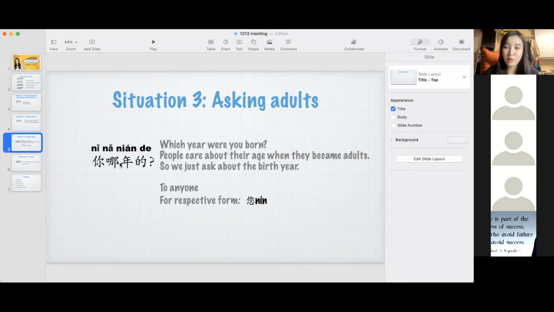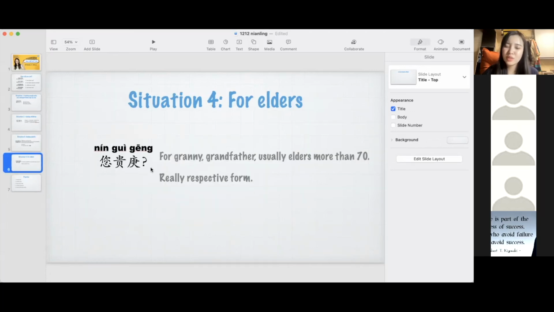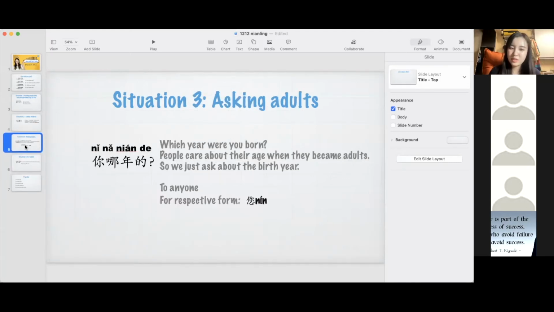Just use this one. 您哪年的? You seldom see the 贵庚 question because it is only for really, really old people. And if you don't want to call them that old, you can simply ask people with the respectful form. 您哪年的?